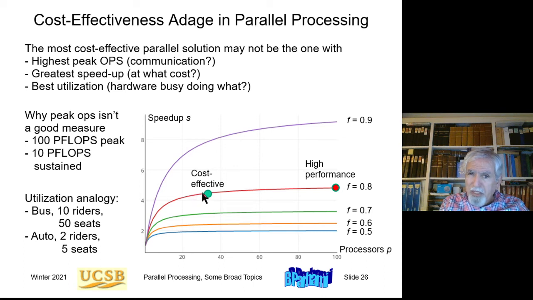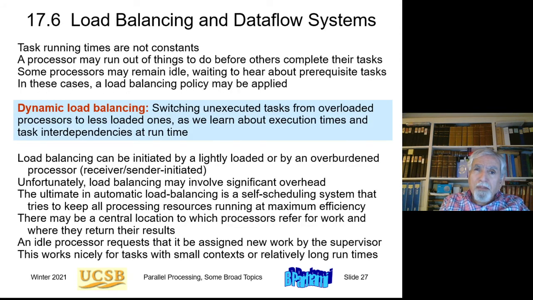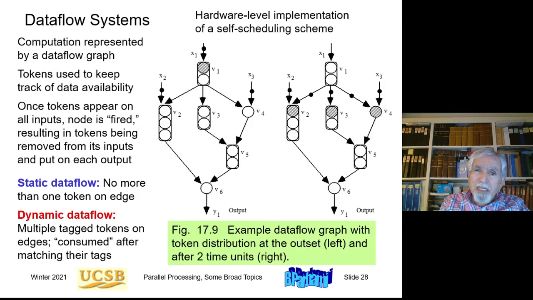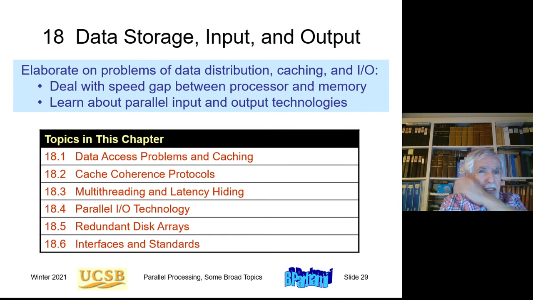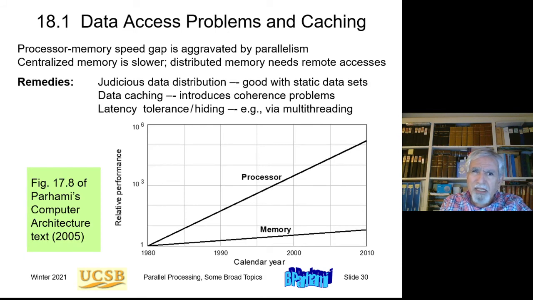You ask the question, is it worth spending this much more money to go from this performance to this performance? And the answer is, of course, application dependent. But as an engineer, you have to ask that question. Okay, load balancing I'm going to skip. So let me go to chapter 18 and discuss some of the ideas here, very few of the ideas.